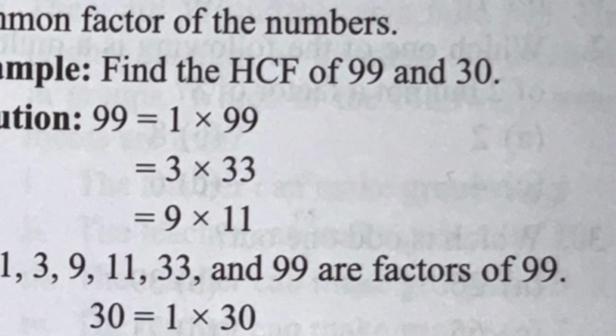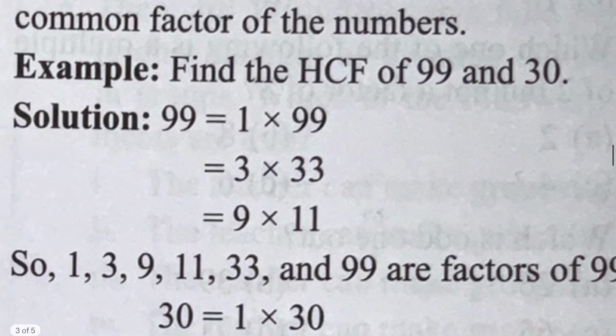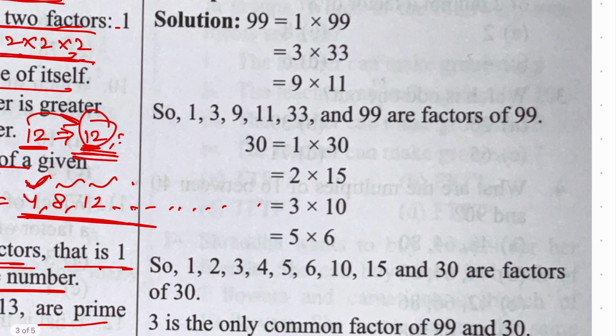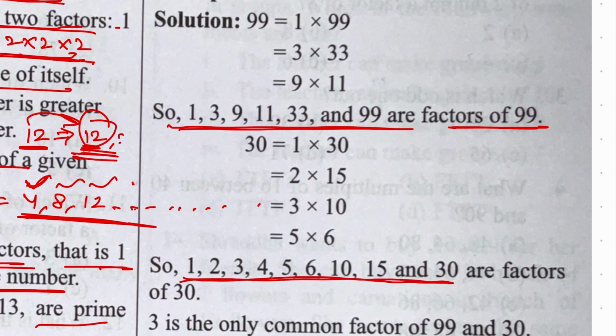And by the prime factorization method also we can find it out. So in this manner, say for example 1, 3, 9, 11, 33 and 99 are the factors of 99, right? These are the factors of 99. And what are the factors of 30? These are the factors of 30. Now what is common in this? See, 1 is common, 3 is common. Is any other number common? No, no other number. Getting the point?